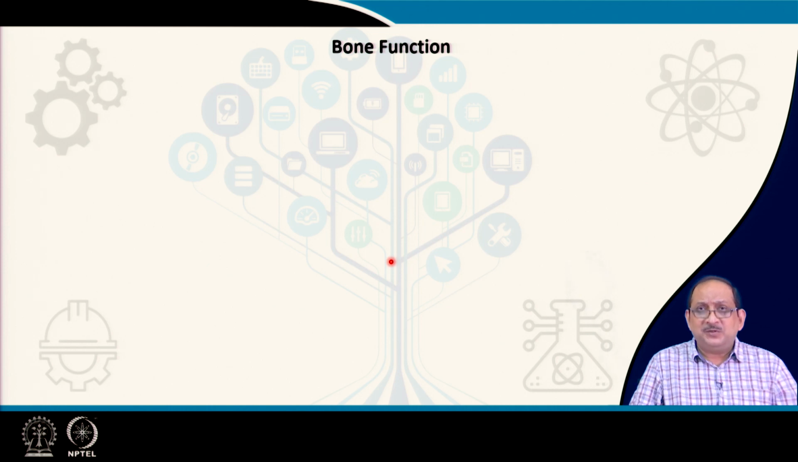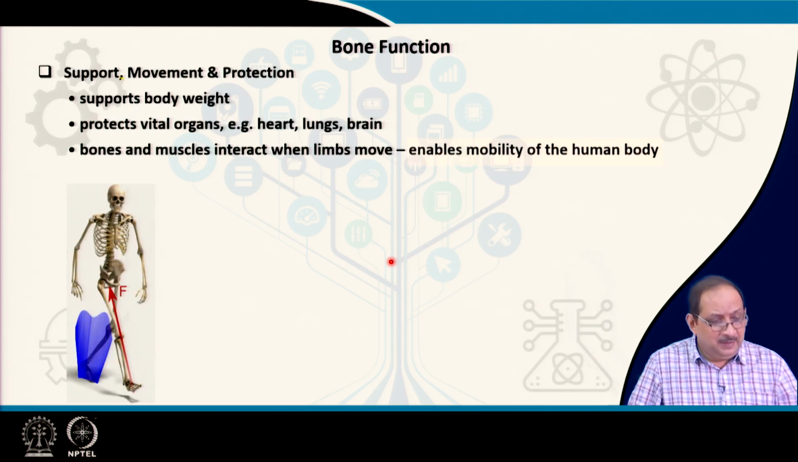Now, what are the functions of bone? Bone supports the body weight. It protects vital organs like heart, lungs, and brain. Together with muscles, bones interact when limbs actually move. So, it provides mobility to the human skeleton.